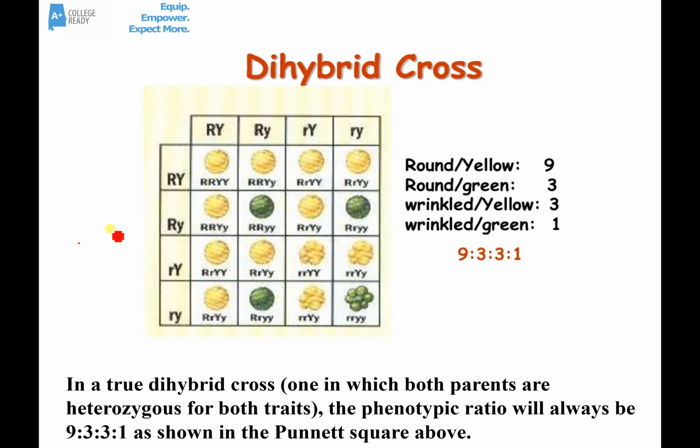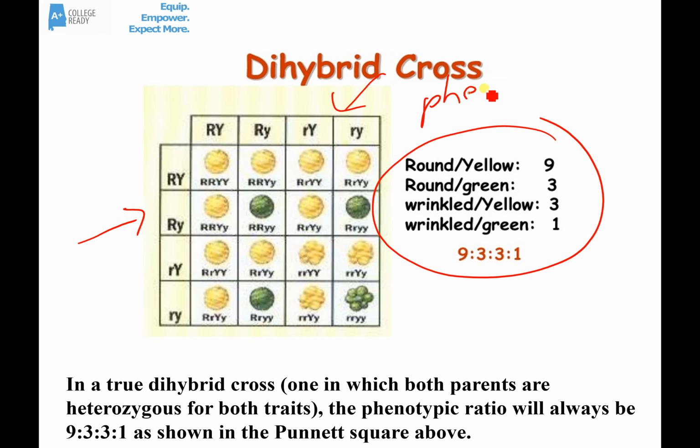So we've got the gametes from one parent along the left, the gametes from the other parent across the top, and then we fill in the boxes, keeping our R's with our R's and our Y's with our Y's, and writing capital letters first. And you can see over here that we get a phenotypic ratio of 9 to 3 to 3 to 1. That's an important number to keep in mind. If you're doing a true dihybrid cross, if both parents are heterozygous for both traits, you're always going to get that phenotypic ratio, assuming there's no gene linkage or anything going on.